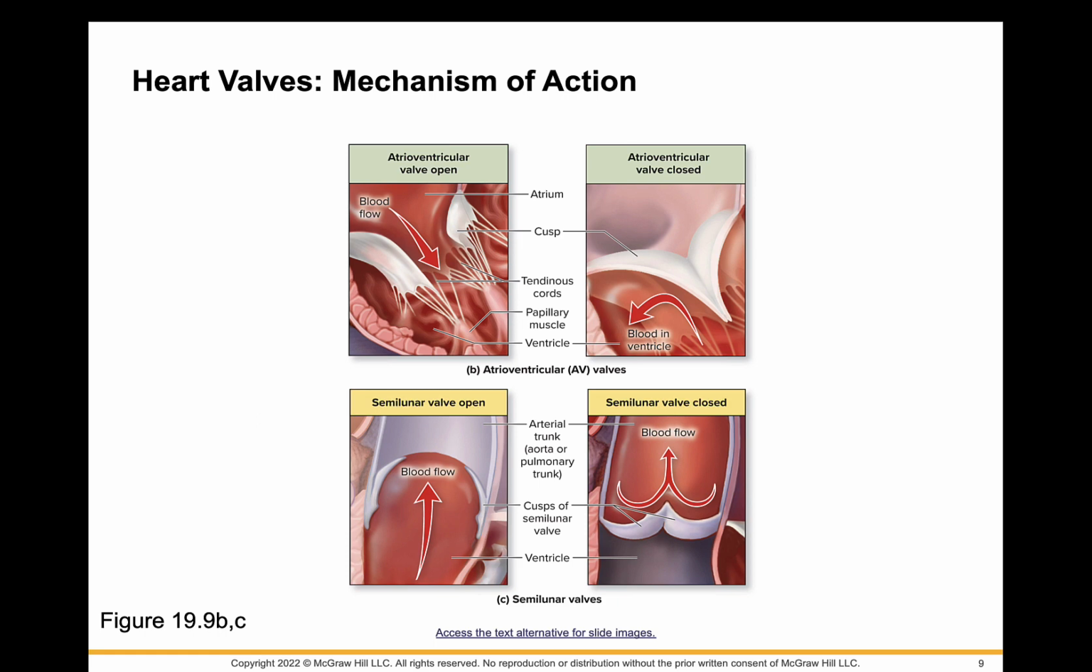When we look at the semilunar valves, we can see that the cusps are in the opposite direction. We're looking at an upward flow of blood out of the ventricles into a particular exit vessel that could be either the aorta or the pulmonary trunk. Here we can see what it looks like when it's closed, and it's going to prevent the backflow of blood back into the ventricle, and we can see that here.